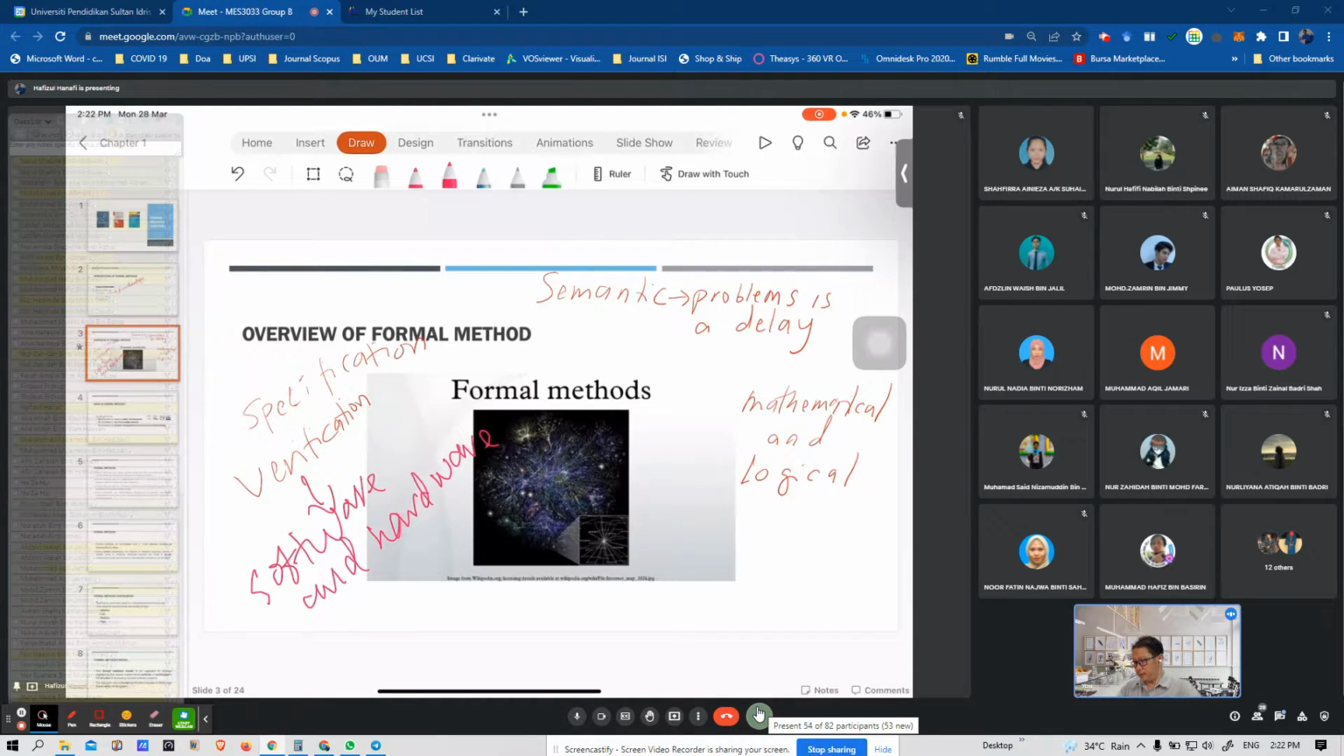The approach uses a formal specification language. We use the specification language to define the characteristics of the system. Kita nak tengok karakteristik sifat-sifat dia. Okay. Nanti kita akan tengok lebih lanjut.